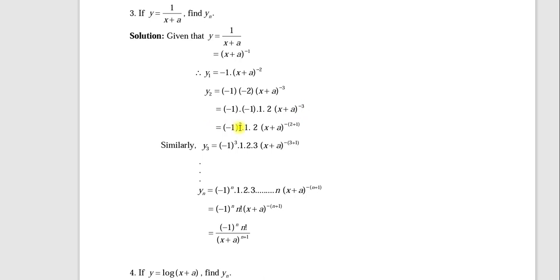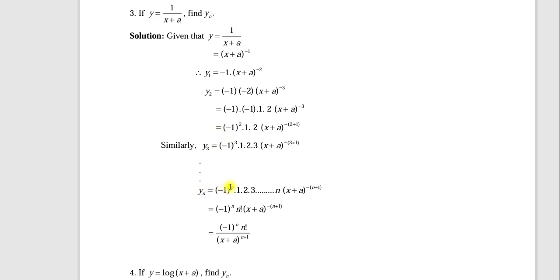Now, in a similar way, let us find y3. And if we do the same things as in y2, we will find minus 1 to the power cube into 1 into 2 into 3 into (x plus a) to the power minus of 3 plus 1. Now we can see there is a pattern in y1, y2 and y3. And in the last step we have to determine yn. So what will be yn?